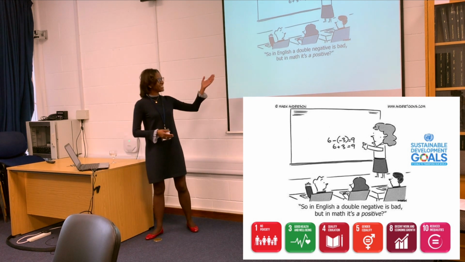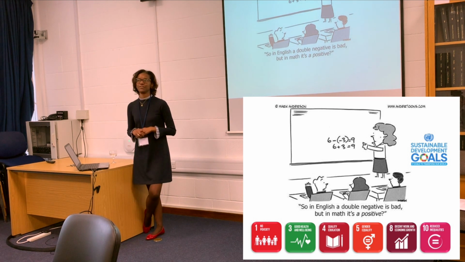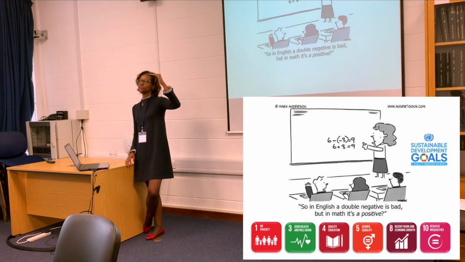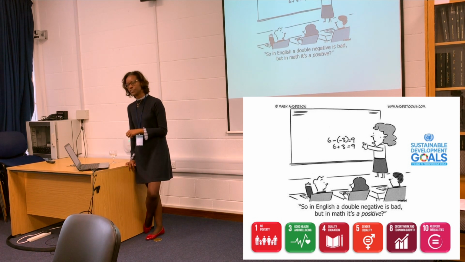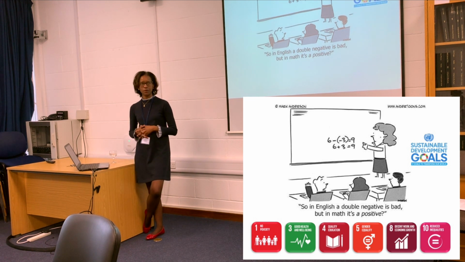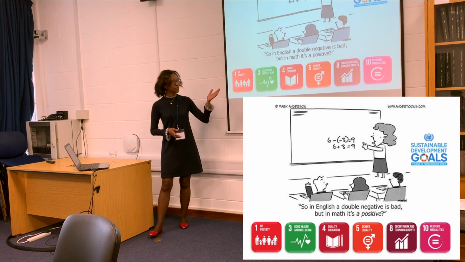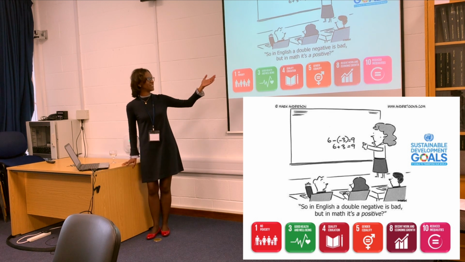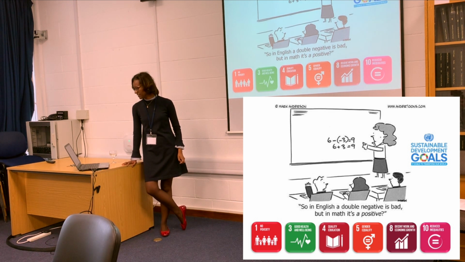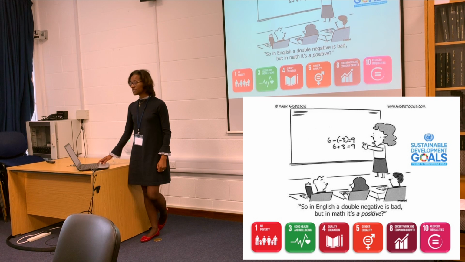Well, in English, a double negative is bad, but in math, if we have a double negative, for instance, minus children with low achievement and minus children without proper intervention, then we probably will be having sustainable developmental goals. So we can consider that by improving maths, we can help with no poverty, good health, quality education, gender equality, decent work, and also reduce inequalities. So it's something very important.